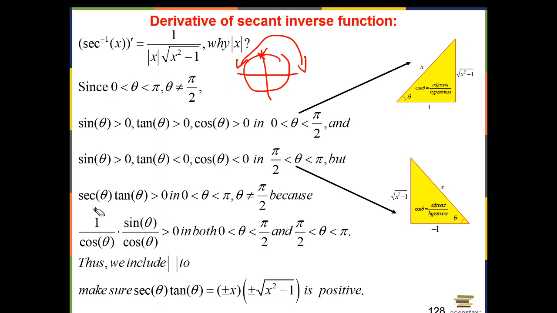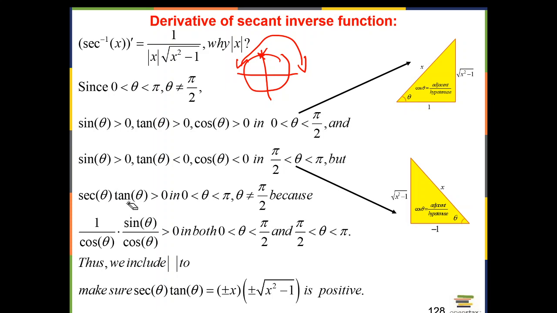So secant theta times tangent theta, which is the denominator of our expression, right? Secant times tangent is going to be positive in 0 to pi in both cases, even though the signs of these change. When you multiply secant times tangent over here and over here, in this interval and this interval, in both cases, this has to be positive.